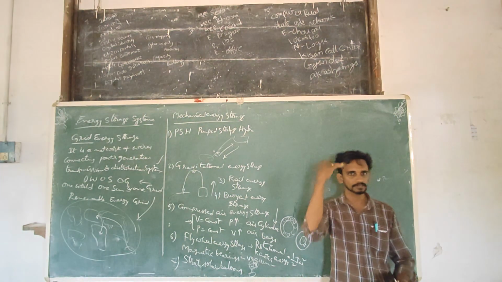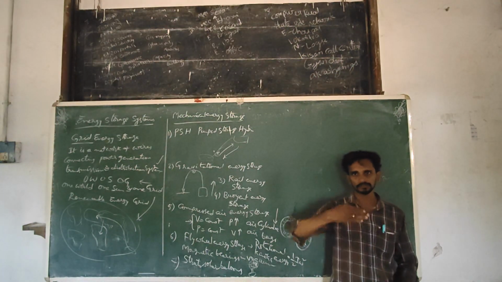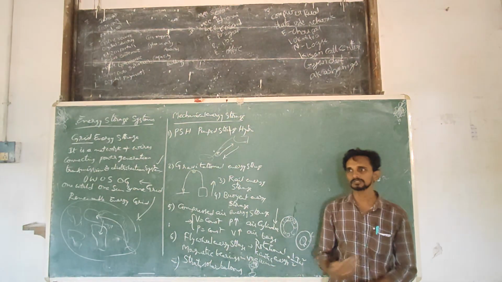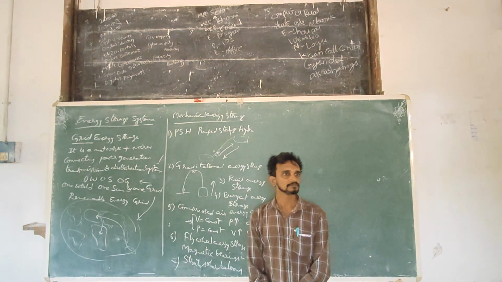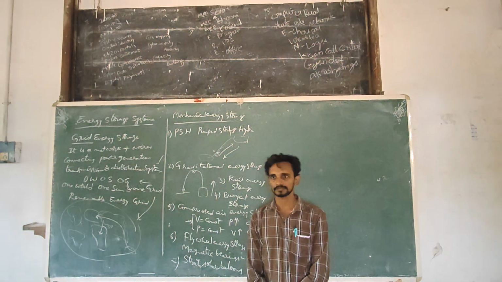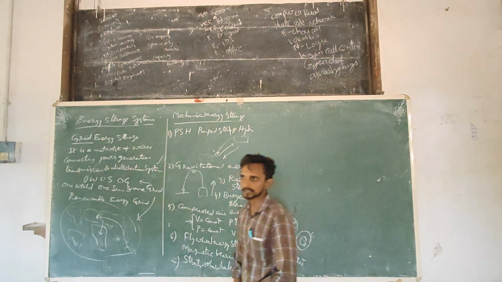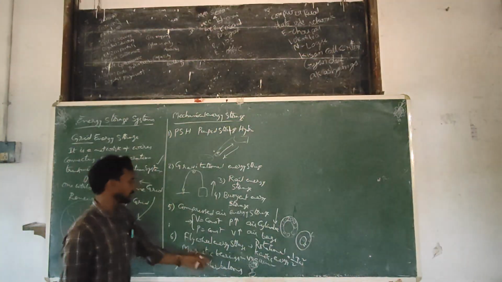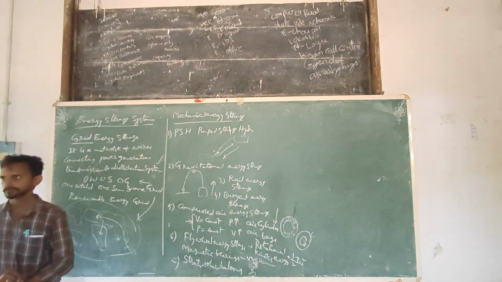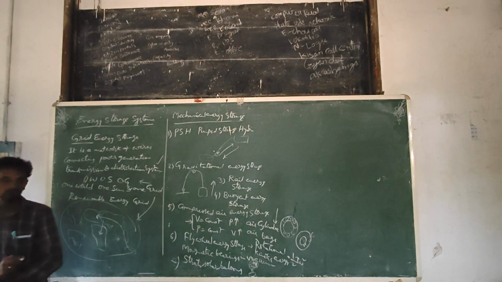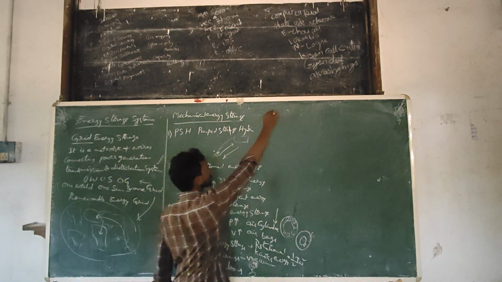The stratosphere is the second layer: troposphere, then stratosphere. The balloons reach up to the stratosphere. From there, if you drop a stone, it is a huge amount of energy. Right? So these are the various types of mechanical energy storage systems. Okay.